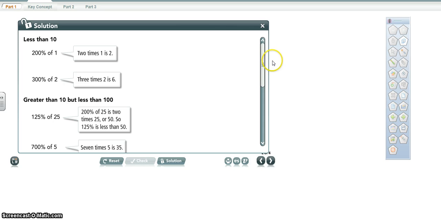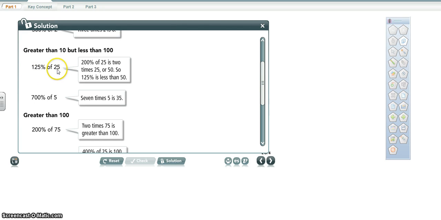Here we can see the results. We have 2 that are less than 10. 200% of 1 is 2 times 1, which is 2. 300% of 2 is 3 times 2, which is 6.